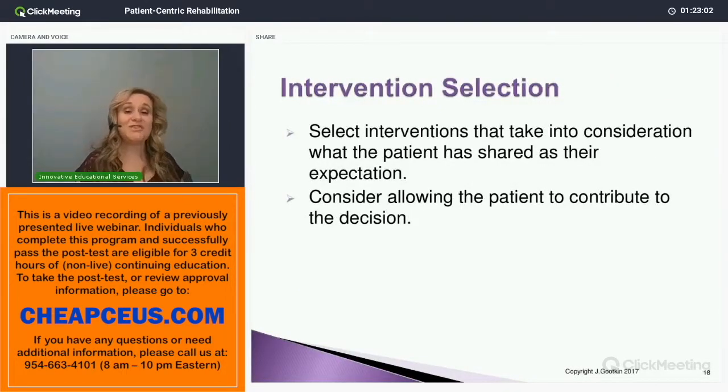Same thing when we're selecting interventions. To get that patient buy-in a little bit more, as I mentioned, the research is saying what friends experience does seem to play a role in what patients think is going to be beneficial.